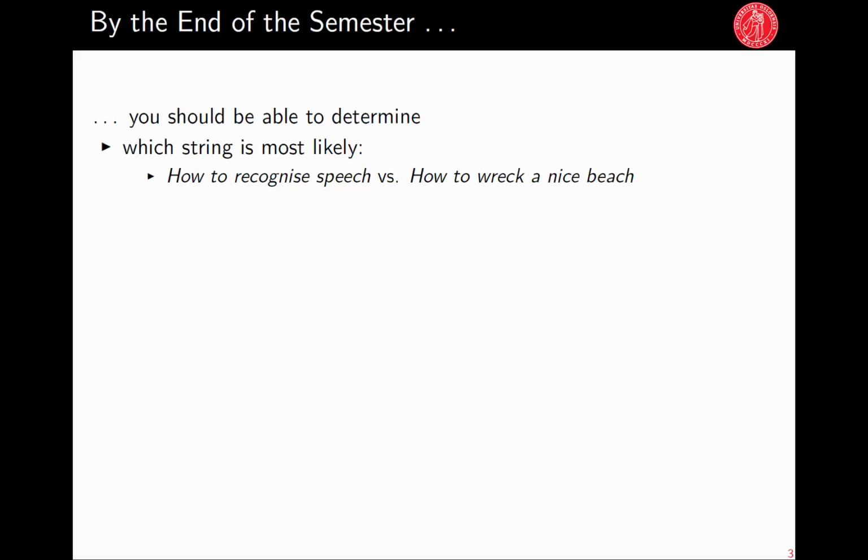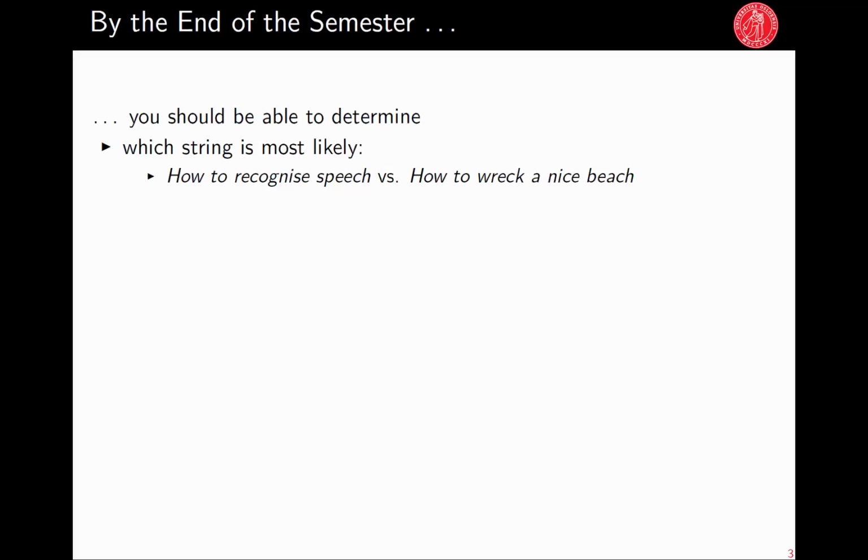The outlook: 7 more lectures at the end of the semester. We want you to be able to determine for, say, strings, that is sequences of words, like how to recognize speech, or how to wreck a nice beach.